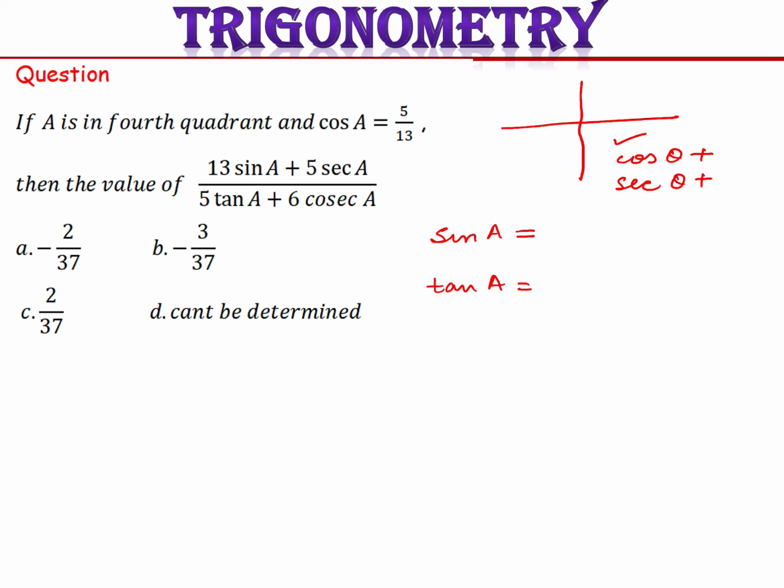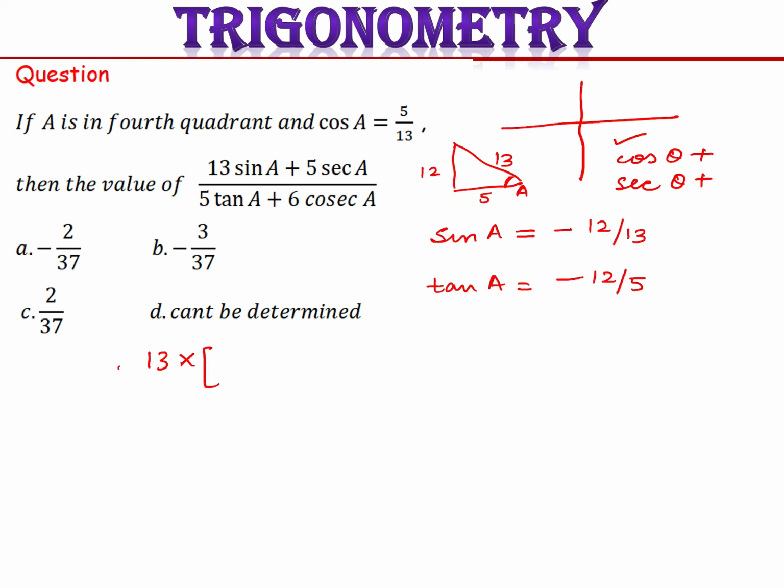I'm given that cos A is 5 by 13. So if I make the triangle, I get 5, 13, and here you have 12 corresponding to the vertex angle A. So sin A will be minus 12 by 13. Why a minus sign? Because A lies in the fourth quadrant. Tan A will be minus 12 by 5. Right? Now I'm going to put the values in the expression.